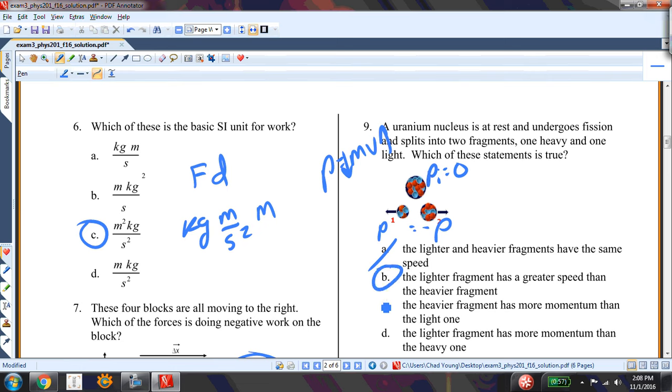That's true. Heavier fragment has more momentum. They both have the same magnitude of the momentum. And the lighter fragment has more momentum. It travels faster, but it doesn't have more momentum.